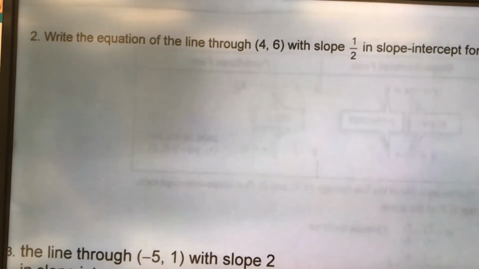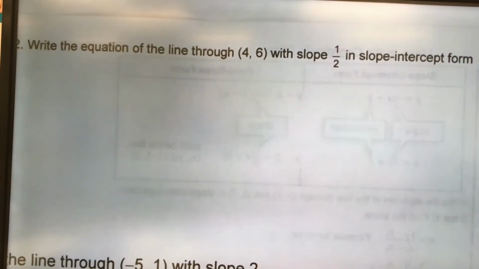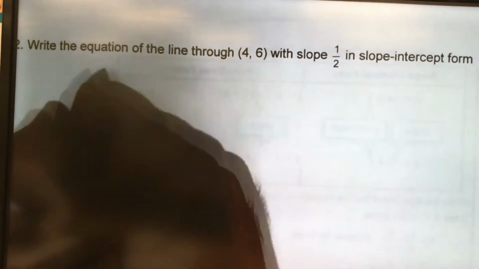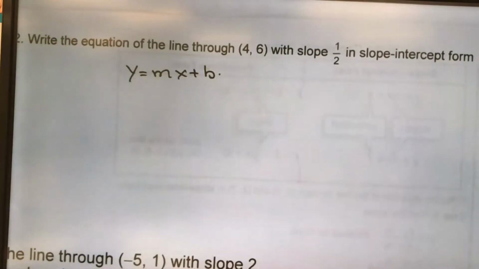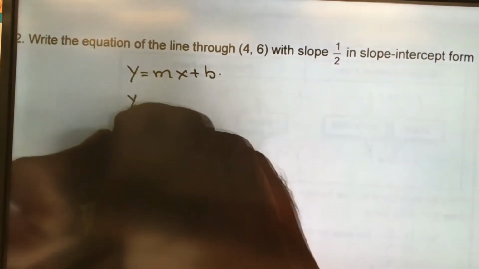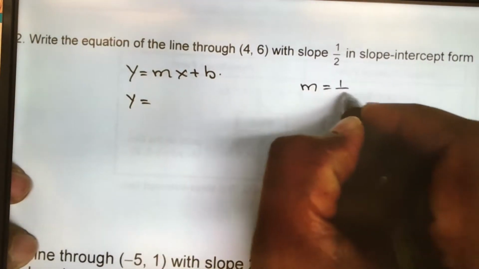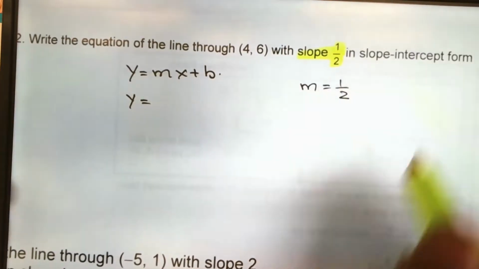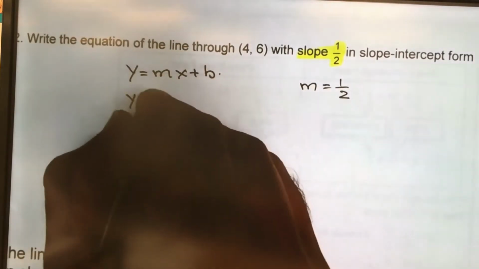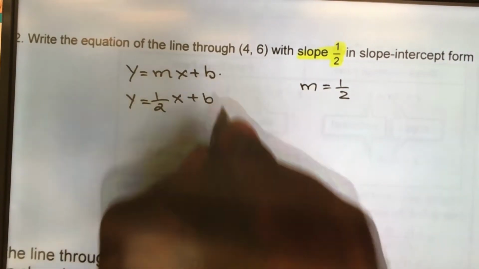So question number 2: write the equation of a line that passes through (4, 6) with the slope 1/2 in slope intercept form. You already know the slope intercept form is y = mx + b. Plug in what you know. As per the question, the slope is 1/2. So plug in for m, that is y = 1/2 x + b.